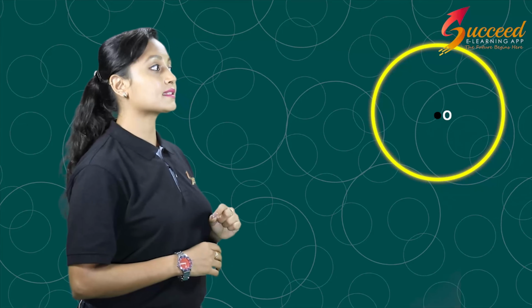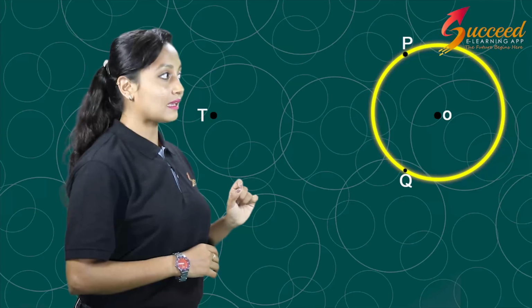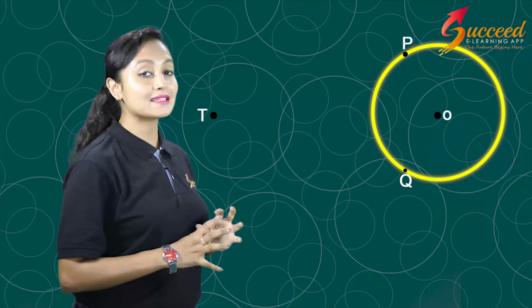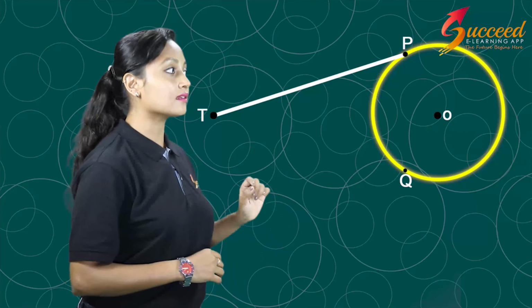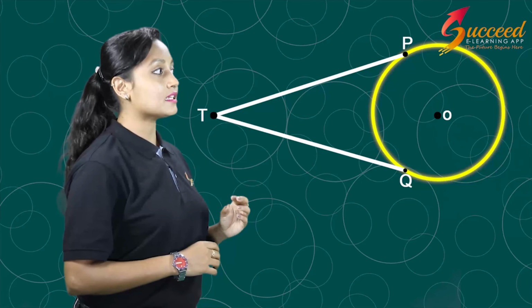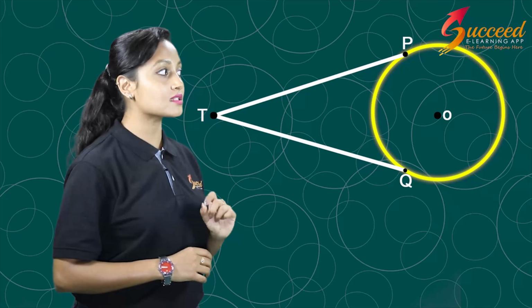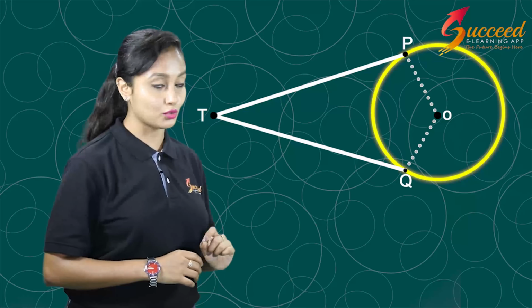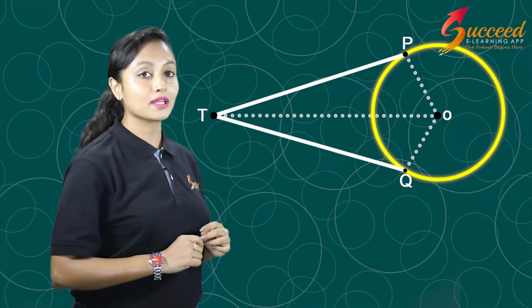Consider a circle with the center O and an external point T. Draw a tangent to the circle at the points P and Q on the circle in such a way that you have two tangents TP and TQ. Now, TP and TQ are the two tangents that you have. Also, draw the radii OP and OQ. Now, join PQ at the point R.